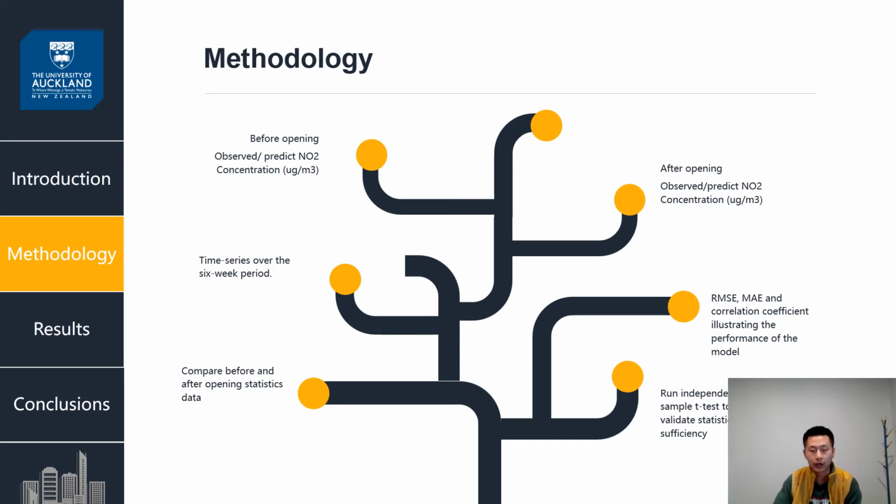Fourth, we're gonna run RMSE, MAE, and correlation coefficient to test the performance of our model. And then compare the before and after opening observed statistics data. At the last, we're gonna run an independent sample t-test to validate whether the opening of the cycleway is improving the air pollution or not.